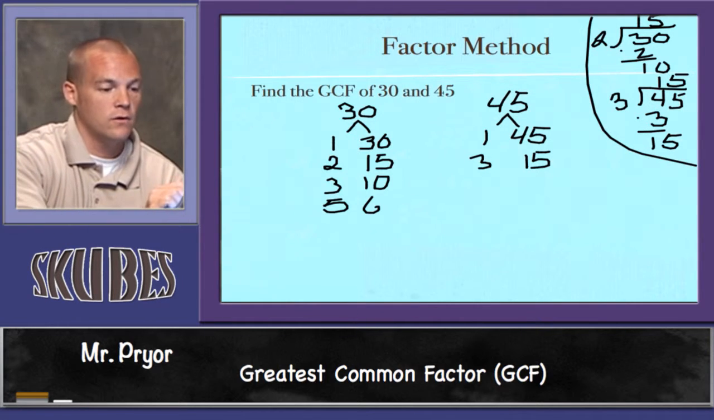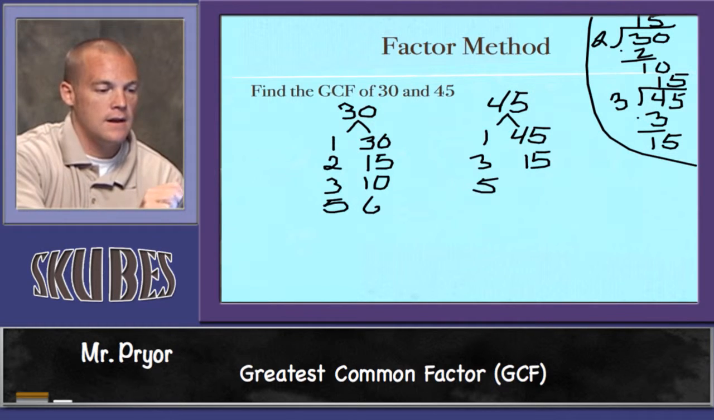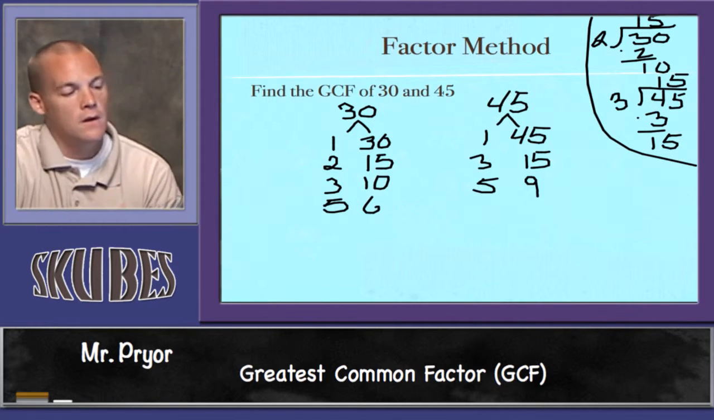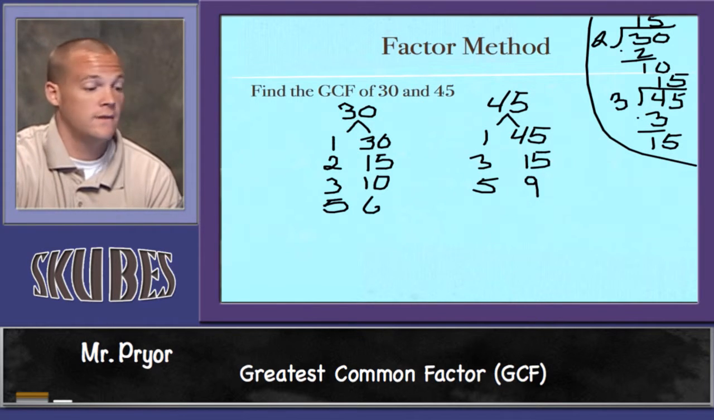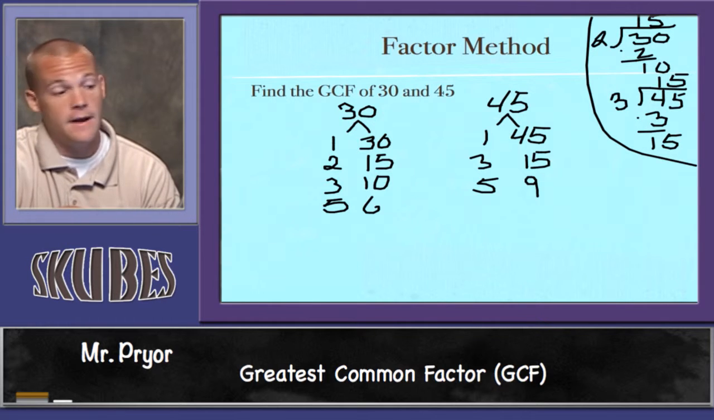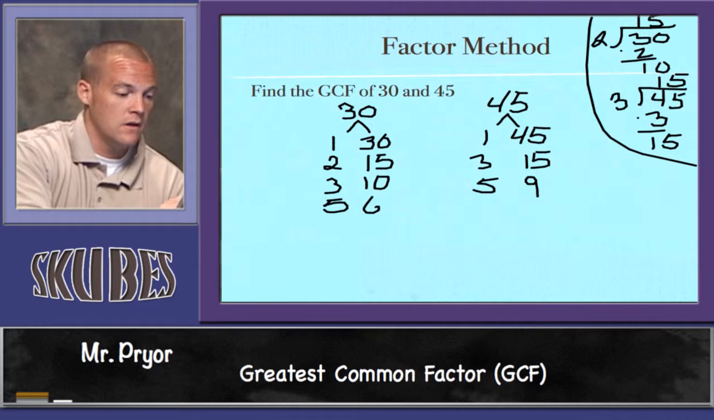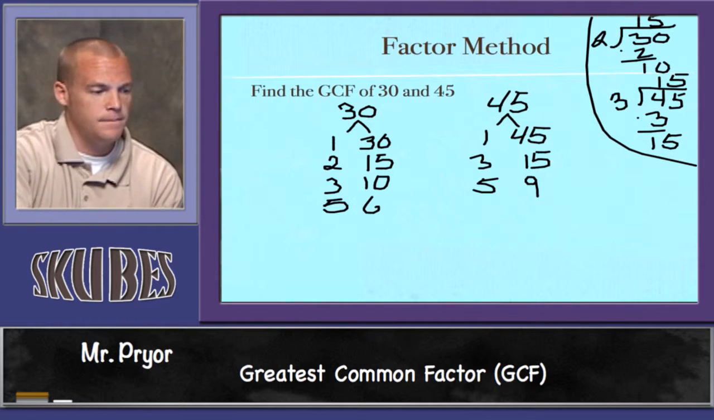All right, so can 4 go into 45? No. 5? Yes. 9 times. What about 6? No. 7? No. 8? No. And again, if any of those you have a question about, divide it out. Then we'll come to 9 again, so we're done. We found all the factors, so let's go ahead and see which ones they have in common.